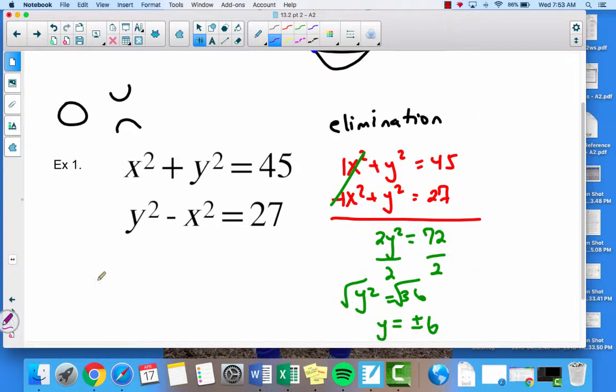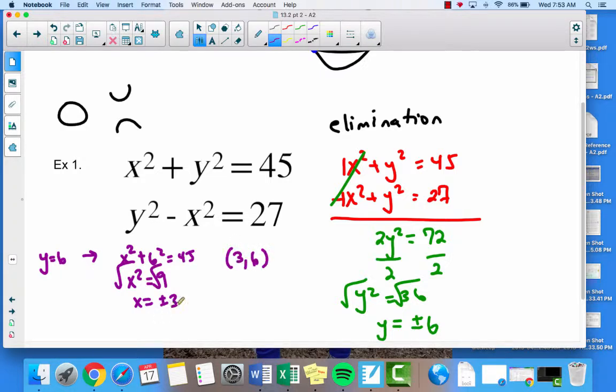And if I do that, let's say I plug in when y is positive 6, then that means I'd have x squared plus 6 squared equals 45. Solve that. We get 45 minus 36. It gets us 9. And if I take the square root, I get plus or minus 3. So I actually have two solutions here. I've got the points 3, positive 6, and I have the point negative 3, positive 6. So there's two answers.